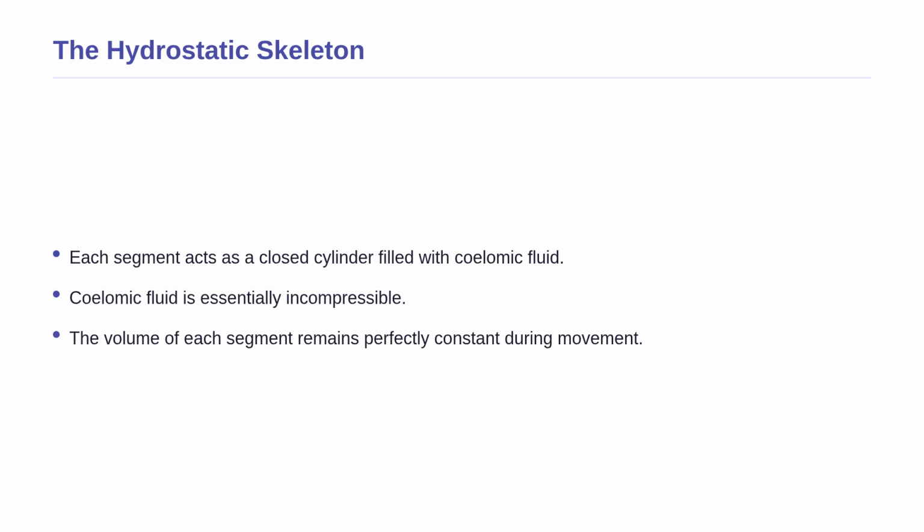To truly understand how a segmented animal moves, we must look at the physics of its hydrostatic skeleton. Think of each segment as a closed biological cylinder filled with coelomic fluid. Because fluid is essentially incompressible, the total volume of each segment remains perfectly constant, no matter how much the worm squeezes it. This physical constraint is the secret to their movement. By changing the shape of this constant volume, the worm can push itself forward powerfully through the soil.